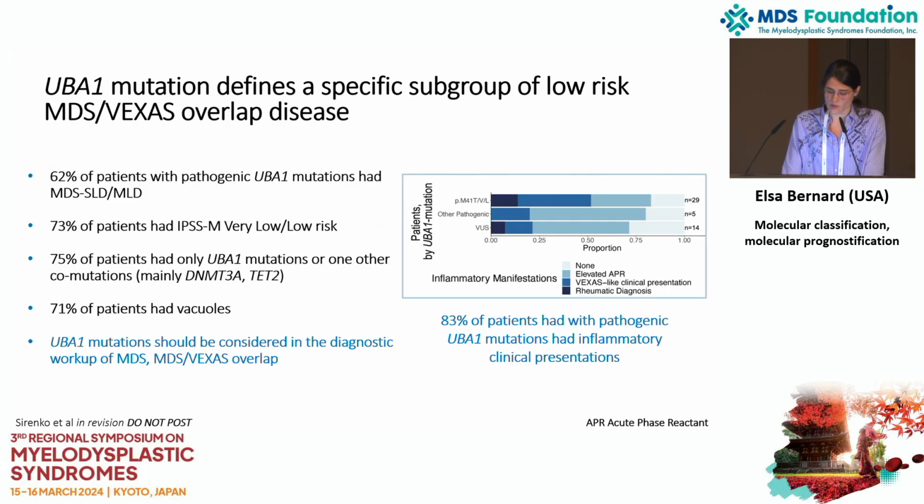So really, this suggests that UBA1 mutation defines a specific subgroup of MDS or MDS-VEXAS overlap disease, and in particular, we observed that those patients that were UBA1 positive were, for the vast majority, diagnosed as MDS-SLD or MLD. More than 70% of those patients had very low risk or low risk by IPSS-M. And when we performed clinical review, thanks to the very active implication of the collaborators, both morphology and clinical review of those positive cases, we observed that 70% of those patients had vacuoles and 83% of those had inflammatory clinical presentation. So altogether, this suggests that UBA1 mutation should be considered in the diagnostic workup for this MDS-VEXAS overlap.